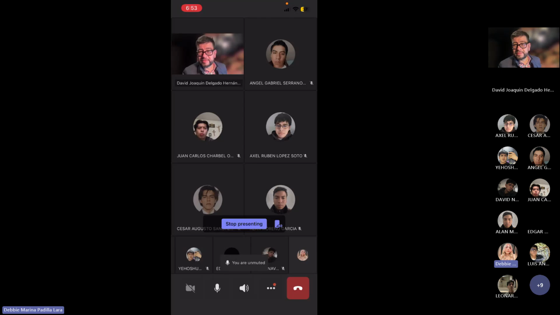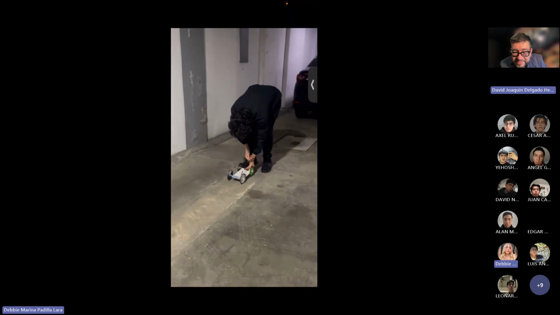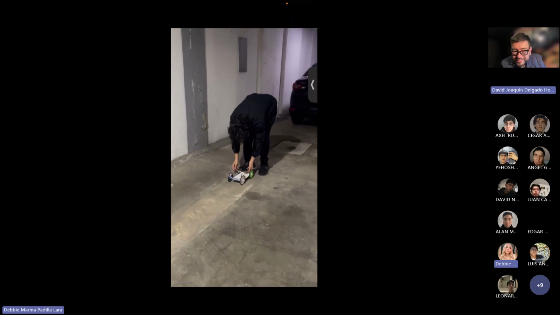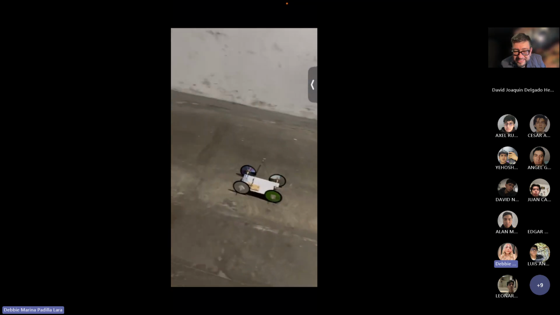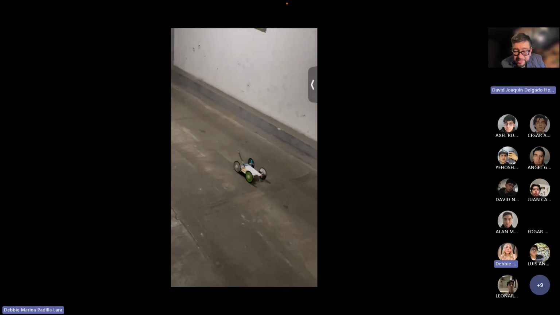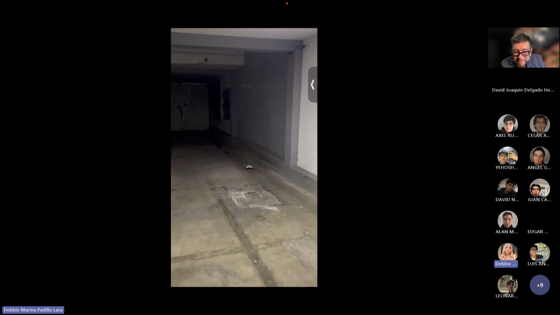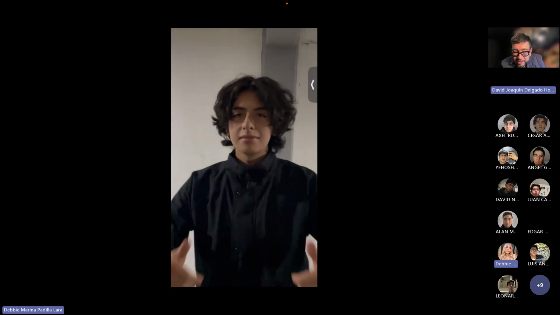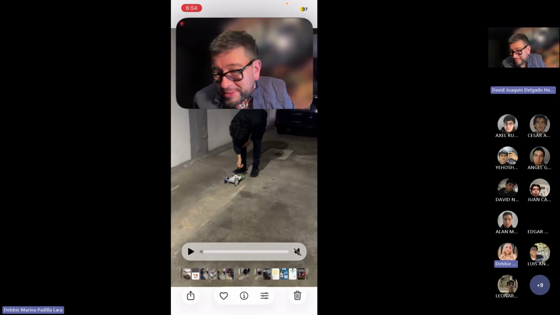Can you see my screen? Yes. Perfect. That is the optimal design, right? Yeah, maybe. It was what occurred to us. Oh my God! It's going to Acapulco. Wow! How far did it get? It is like 20 meters or something like that, right?